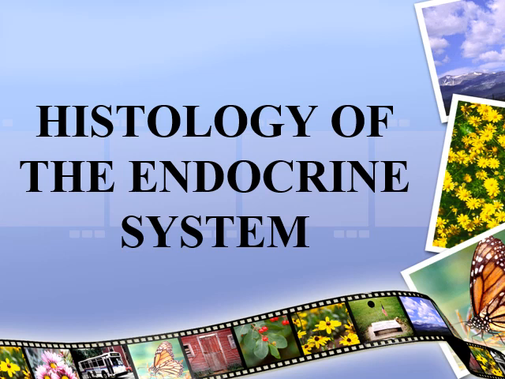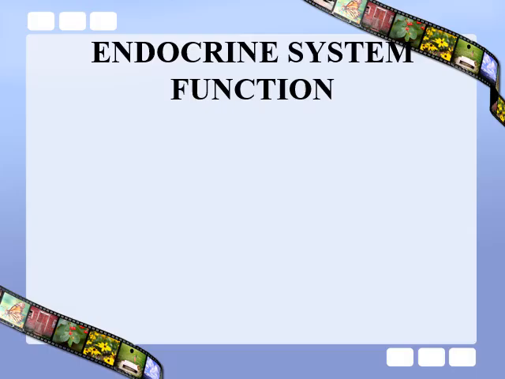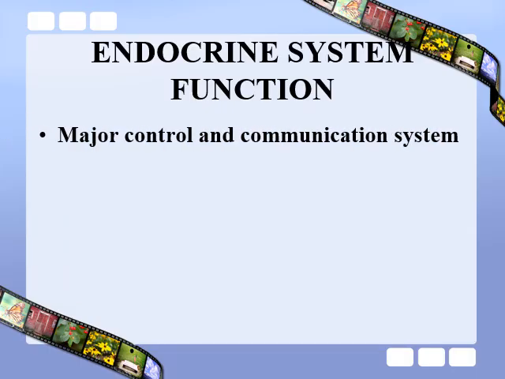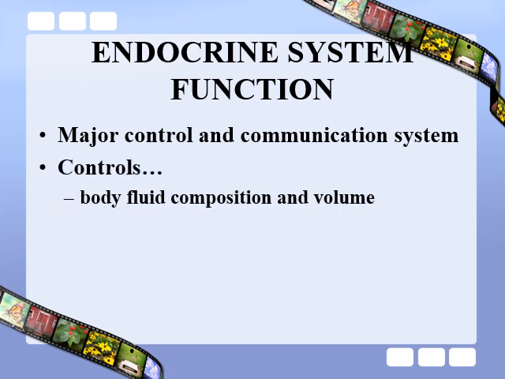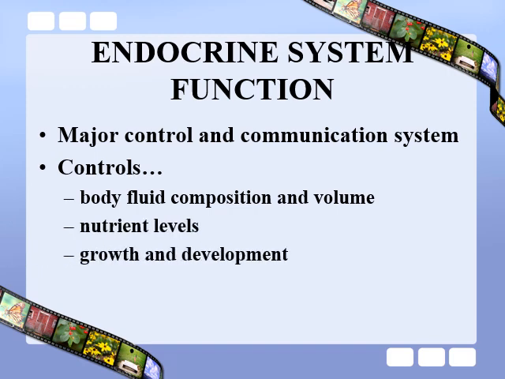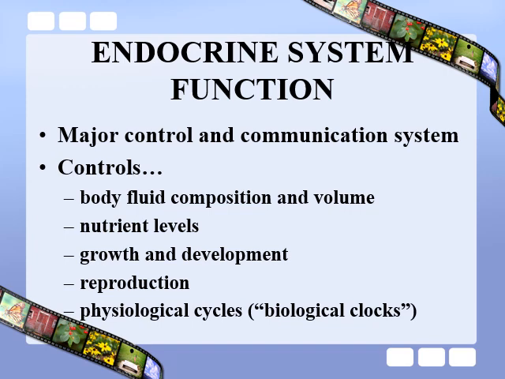Good day everyone. Today we'll be discussing the last topic for your final exam, which is the endocrine system. So what are the functions of the endocrine system? First, it is the major control and communication system. It controls body fluid compositions and volume, nutrient levels, growth and development, reproduction, and physiological cycles or the biological clock.